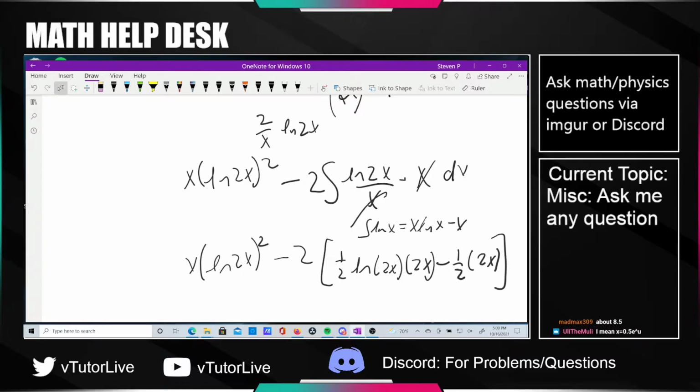Hi, Yuli. X is equal to 0.5 e to the u. Did I make a mistake or something? Is this a simplification? What do you mean? I tried and I think it is equivalent to your method.